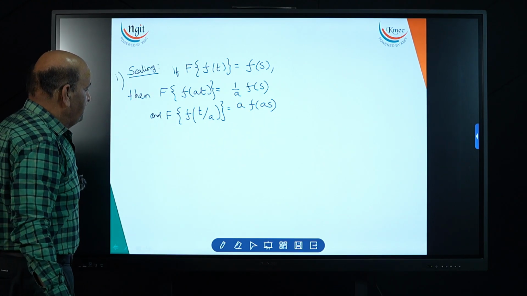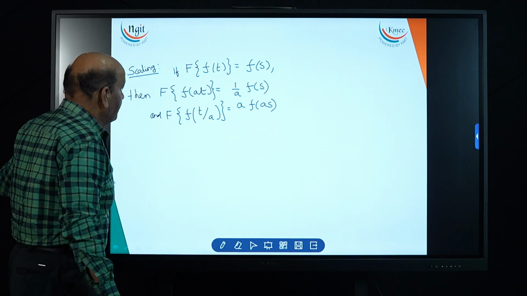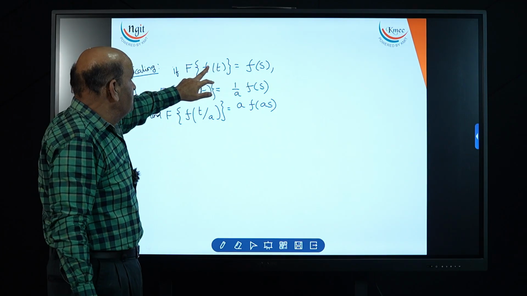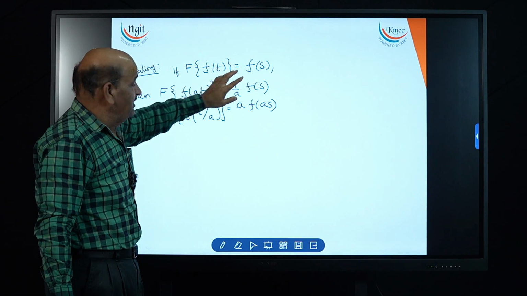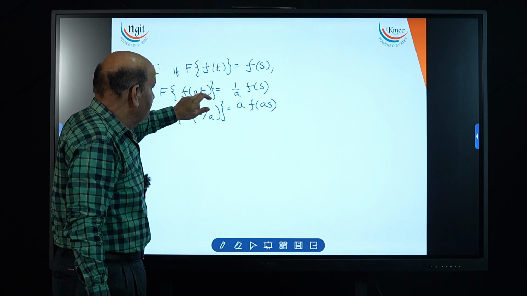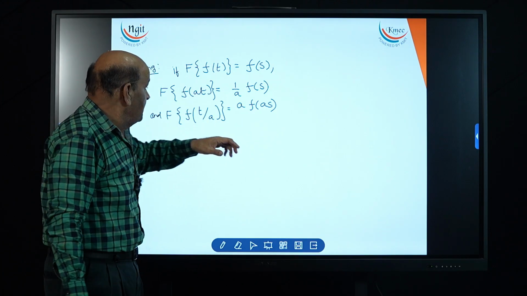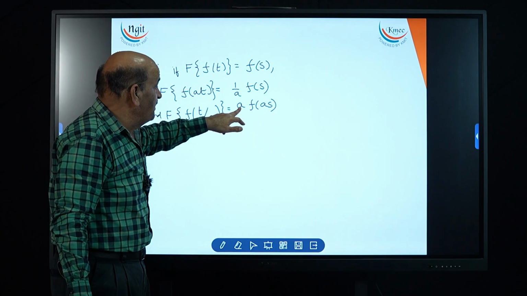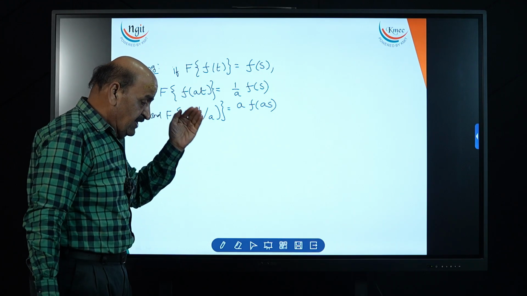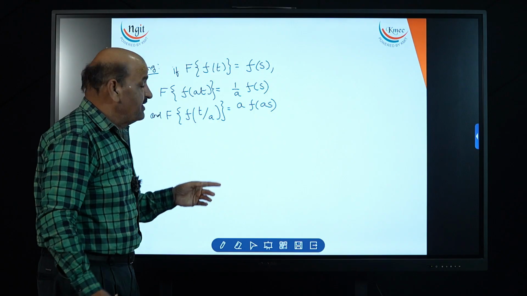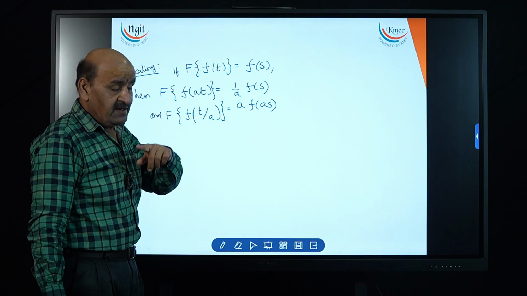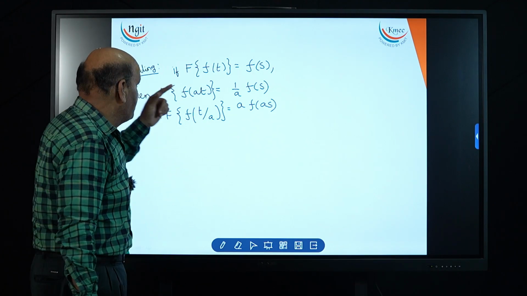Now just look at the first one, called scaling property. If the Fourier transformation of any signal is F of s, that means the t domain is changed into the s domain. Then the scaling can be in two ways. Here a is multiplied, then a will be dividing in the s domain. If a is divided in the t domain, it will be multiplying in the s domain. Here it is divided, there it should be multiplied. If here it is multiplied, there it should be divided. That is called scaling property. Students have to remember this. First property, scaling property.